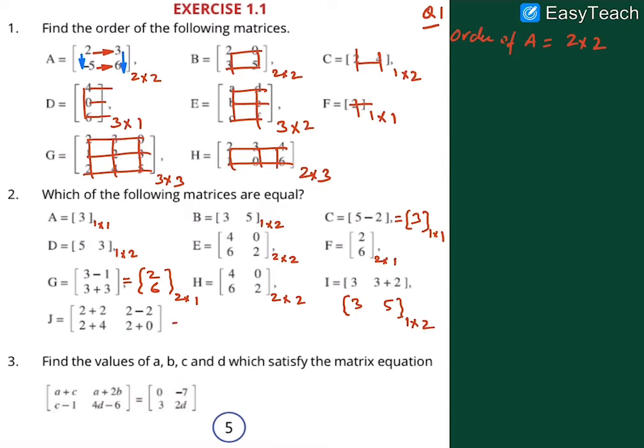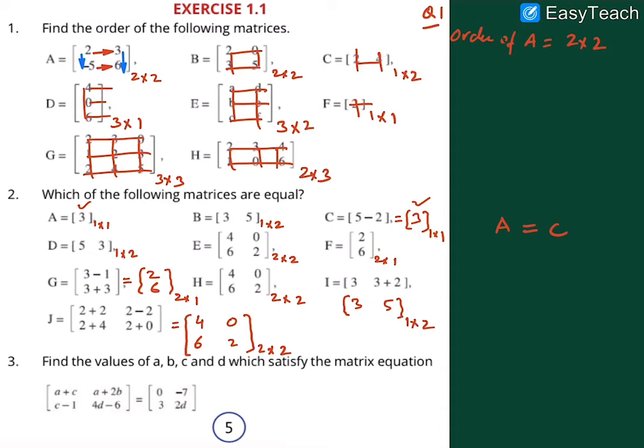Similarly, J we can modify. 2 plus 2 is 4 and 2 minus 2 is 0, and 4 plus 2 is 6, 2 plus 0 is 2. Now what is the order of J? 2 rows and 2 columns. Now we can see the corresponding elements of A and C. A is here 3 and C is 3, and the order is also 1 into 1 and the corresponding element is also the same. So we can say A and C are equal matrices.